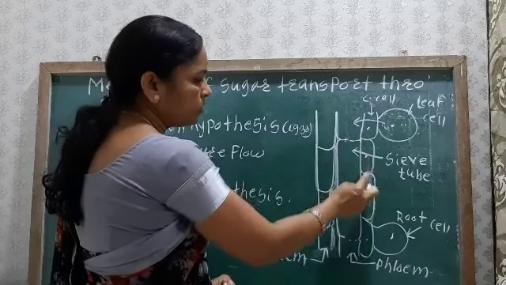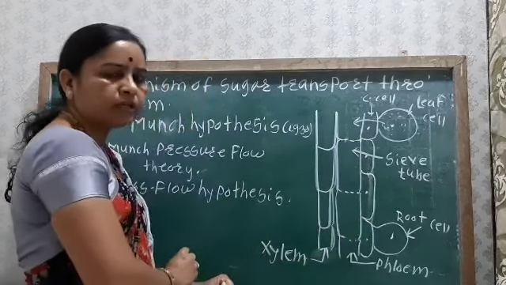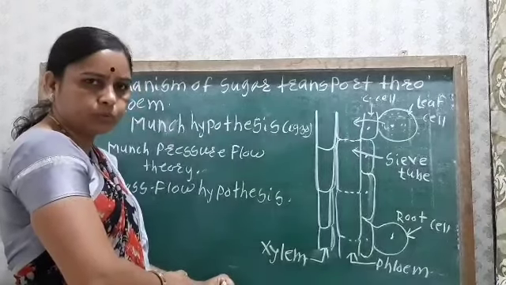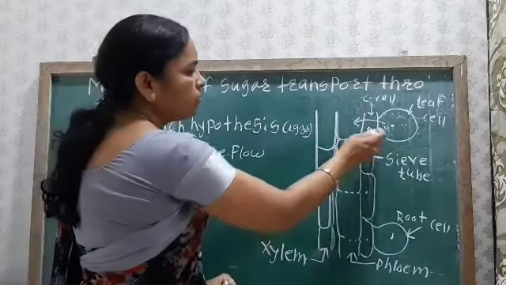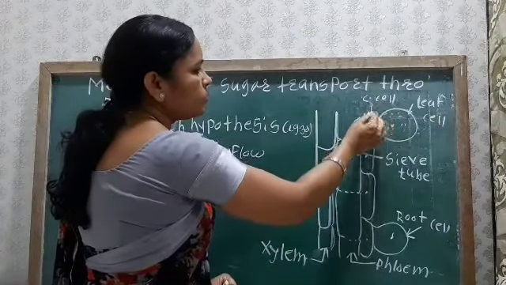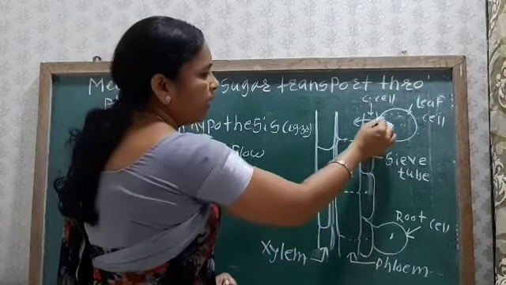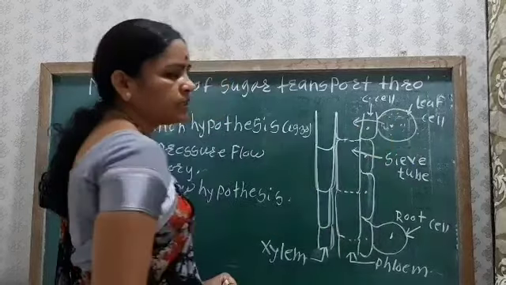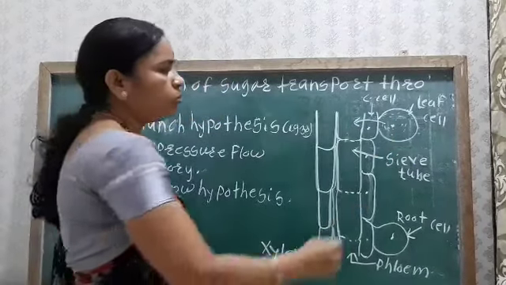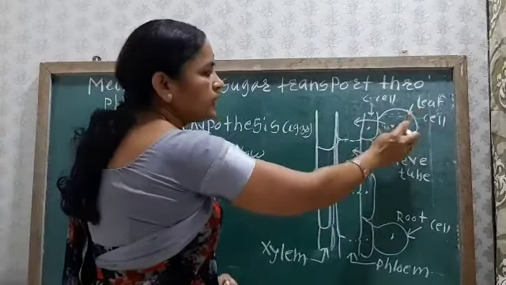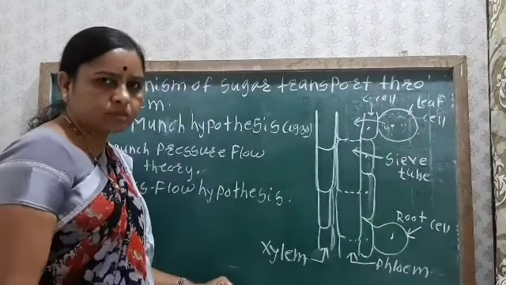Okay, and these are the companion cells which are associated with this sieve tube. Here the food material is transported through these companion cells. And here is the leaf cell, that is the mesophyll cell. So food material is synthesized in the leaf cell, that is, it is the source.